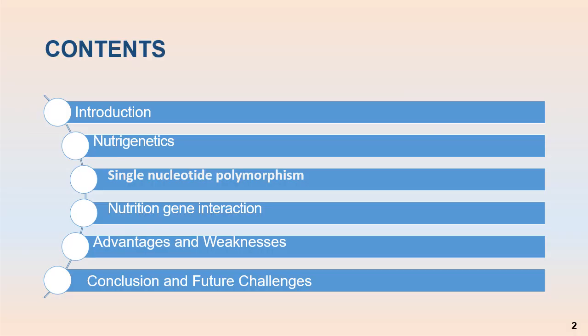Now we are going to discuss nutrigenomics and the differences between nutrigenomics and nutrigenetics, and then we will discuss single nucleotide polymorphism, and then nutrition gene interaction, and what are the advantages and the weaknesses of nutrigenomics. And we will discuss the conclusion and what are the future challenges in the field of food science technology in context of nutrigenomics.